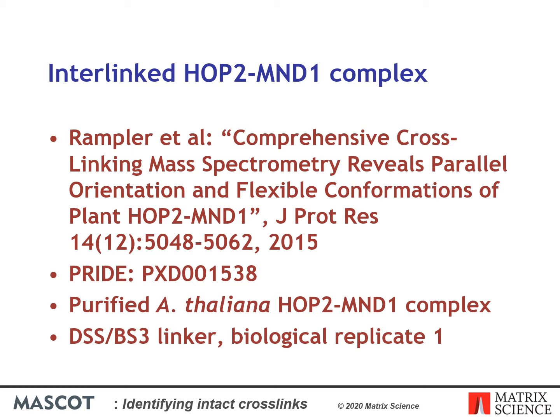I'll illustrate intact crosslinking with this dataset from the Merchant lab. The data is available as the PRIDE project PXD001538. The study uses a purified HOP2-MND1 complex from Arabidopsis thaliana, which is cross-linked using 3 different linkers. I've chosen the biological replicate 1 linked with disuccinimidyl suberate, or DSS.